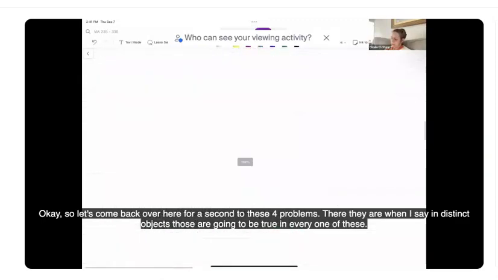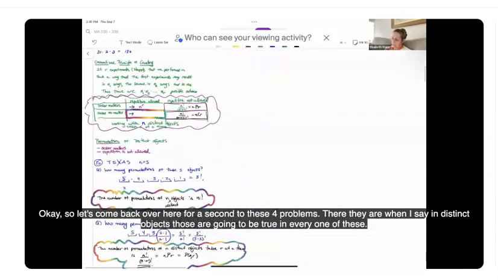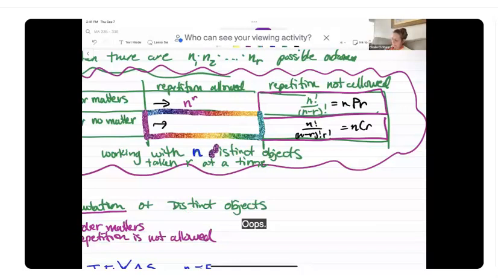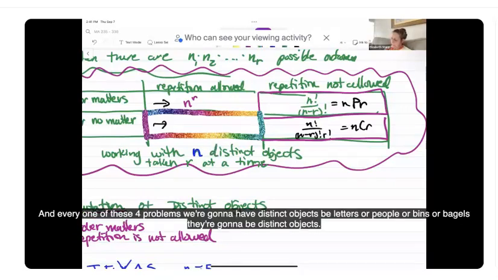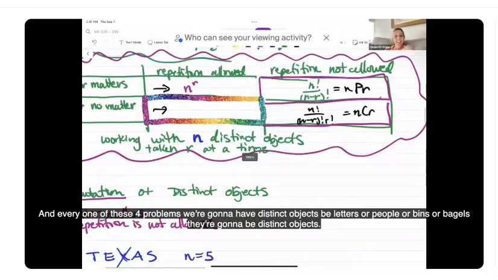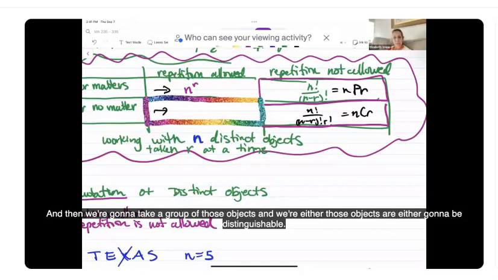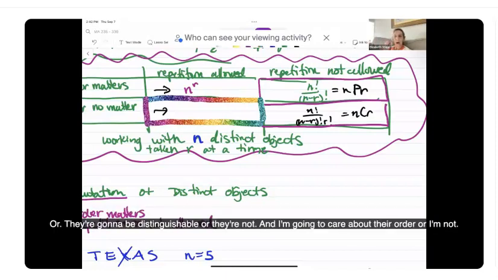Okay, so let's come back over here for a second to these 4 problems. When I say indistinct objects, those are going to be true in every one of these 4 problems. We're going to have distinct objects, be it letters or people or bins or bagels. They're going to be distinct objects. And then we're going to take a group of those objects, and those objects are either going to be distinguishable or they're not.